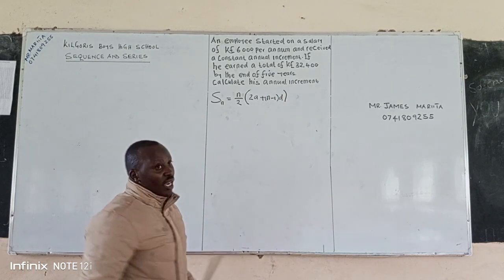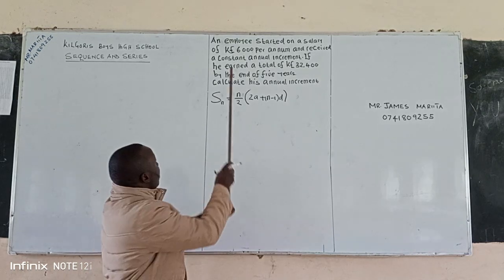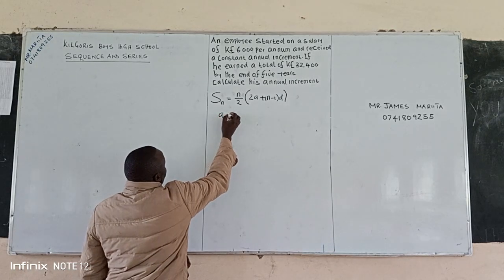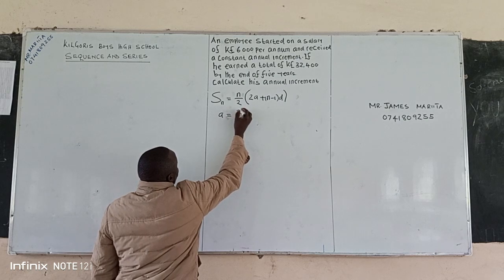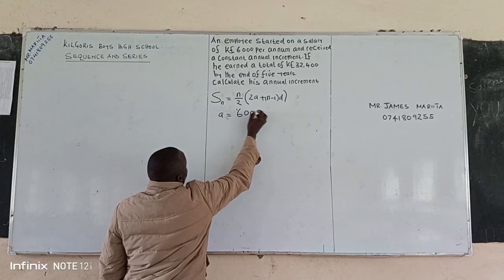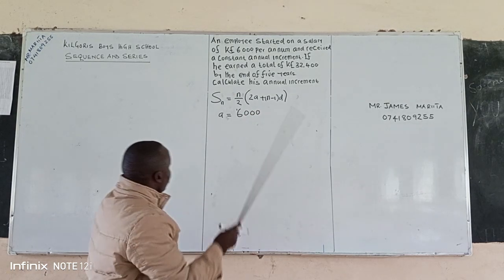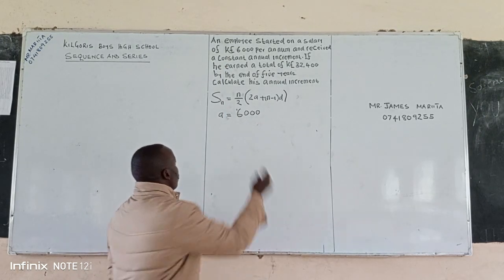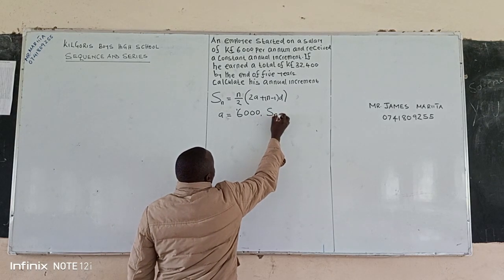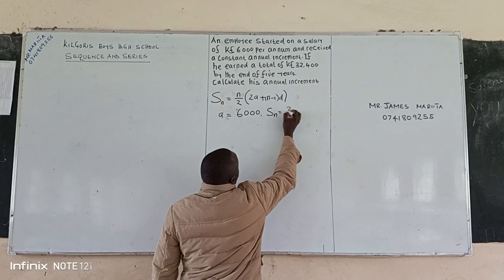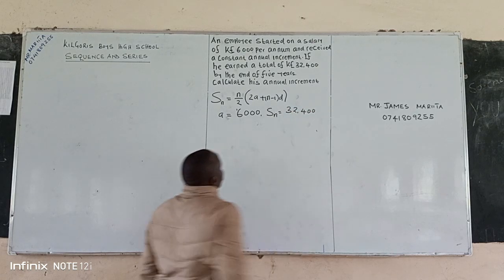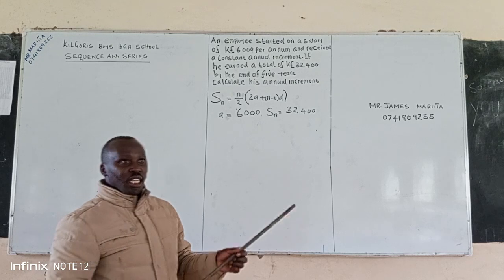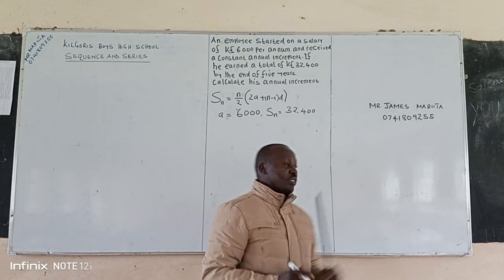In this formula, we need to identify what we have been given. He started with a salary of Kenya pounds 6,000, and that becomes our a, the first term. He earned a total of Kenya pounds 32,400, so our Sn, which is the sum, is 32,400. What is missing here is the constant annual increment, which is the common difference.